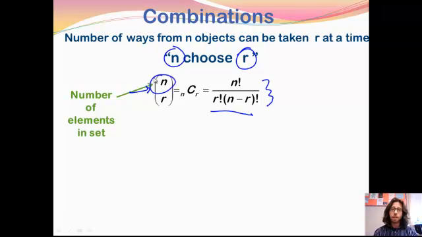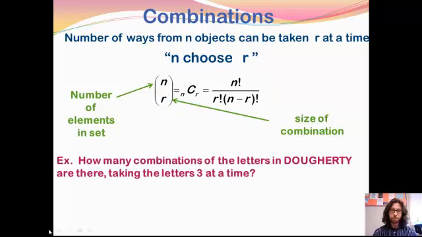So n is the number of elements in the set. So again, if we were using that example that I was just talking about, you would say that there are 30 students in the class, and we want to put them into groups of 3, and that would be what r would be, the groups of 3. So an example would be how many different combinations of the letters in Doherty are there, taking the 3 letters at a time.